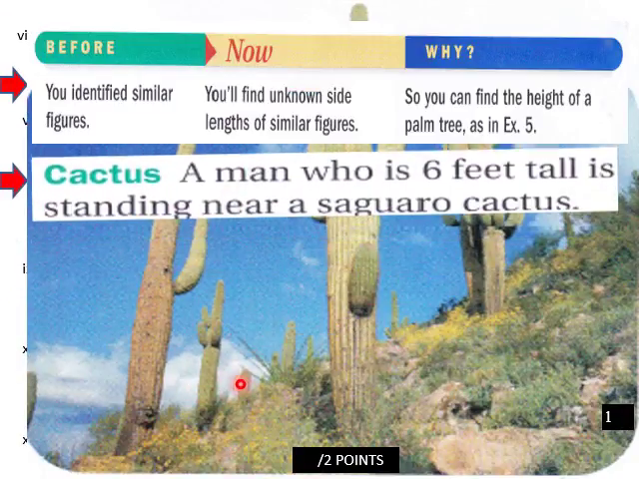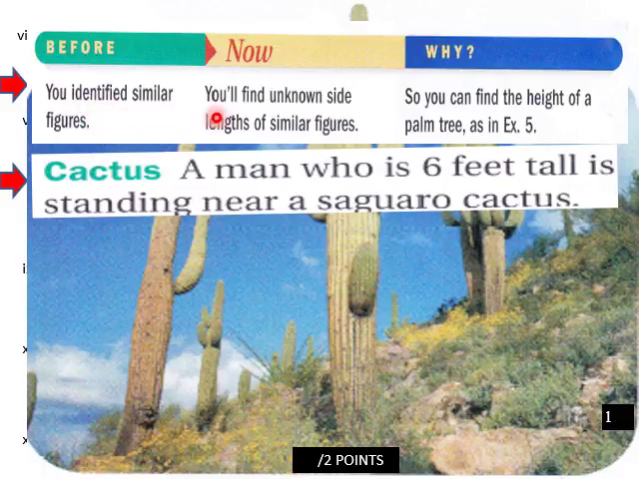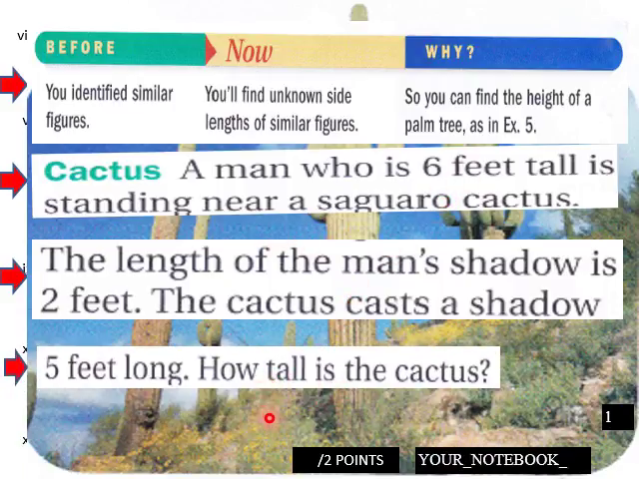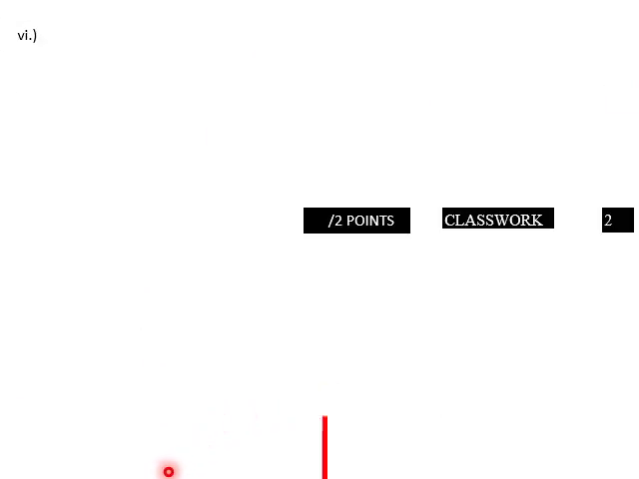Okay, into our lesson today, you've identified similar figures. You'll find unknown side lengths of similar figures. So in this situation here, we're talking about a cactus. A man 6 feet tall is standing near a cactus. So this is your notebook, students, page 1 of your notebook for this lesson. The length of the man's shadow is 2 feet. The cactus casts a shadow of 5 feet. How tall is the cactus? So how would we solve this? We'll find out.